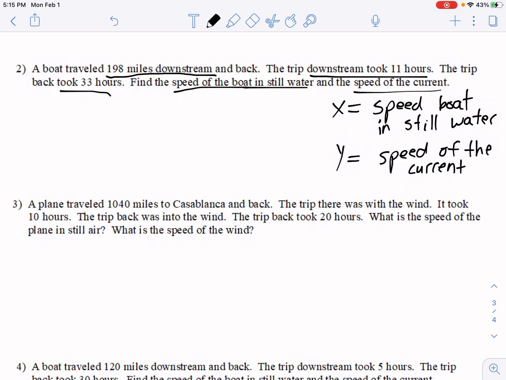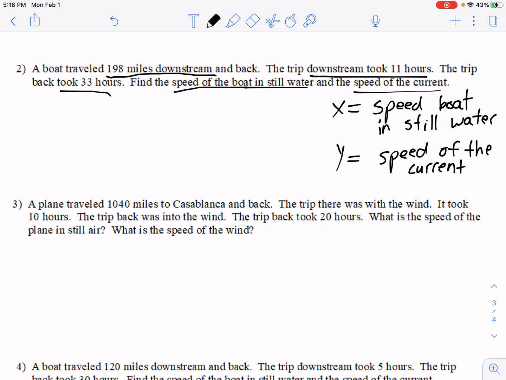X, the speed of the boat, is going to be consistent. In terms of still water, the speed of the boat is going to be consistent going upstream and downstream. That's going to remain constant here. The thing that makes us move slower or possibly move faster is that the current is either pushing us along or it's actually pushing back against us, and that's why we're moving slower.